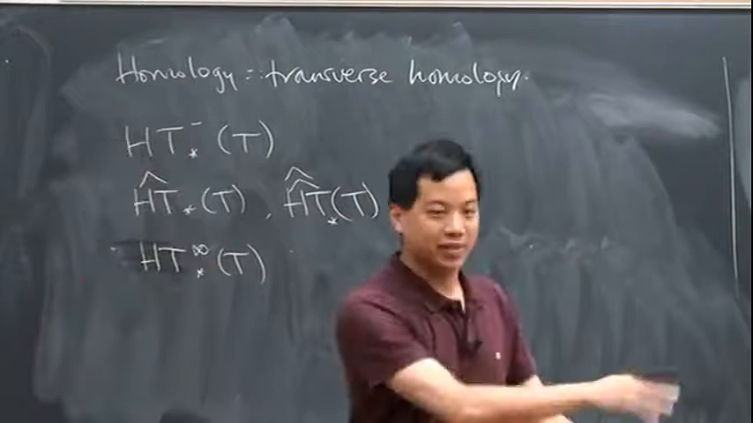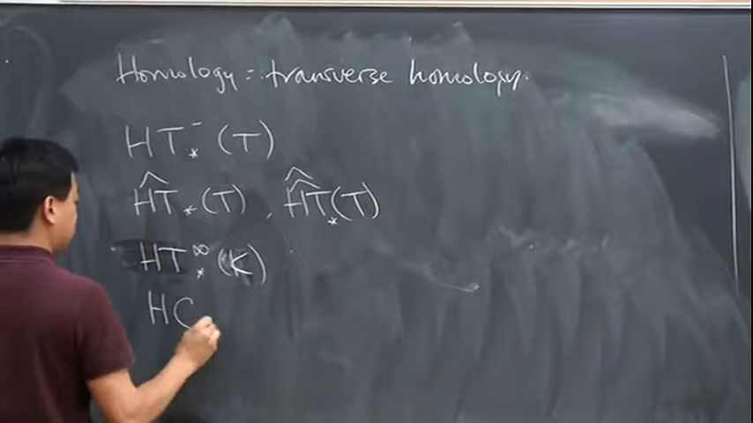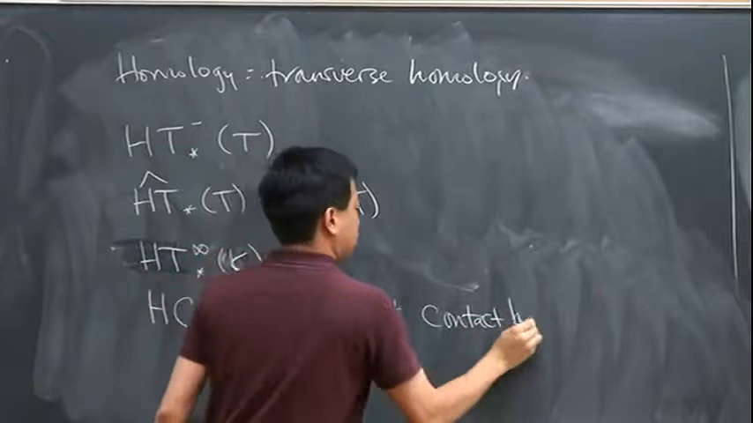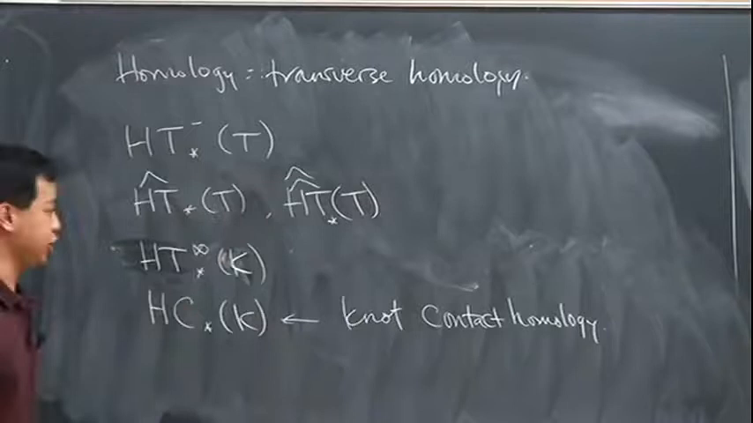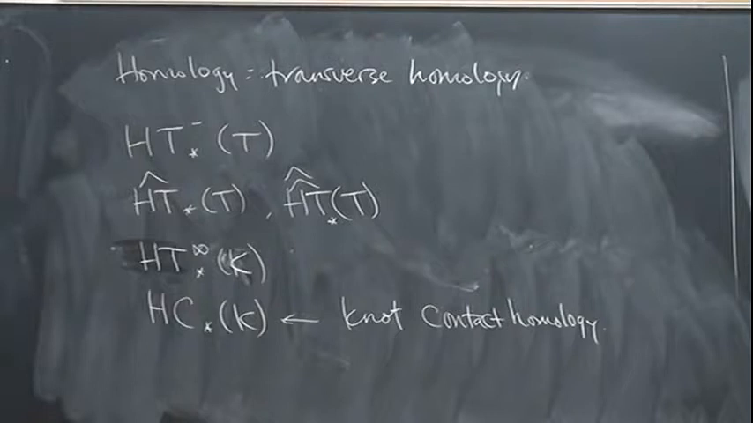This is now an invariant of a topological knot, and the homology of that last thing I have over there is what I call knot contact homology. I'll say something about knot contact homology right after this. So this is the zoo of various invariants, where whether it's a function of t or k represents whether it's a transverse invariant or a topological invariant.